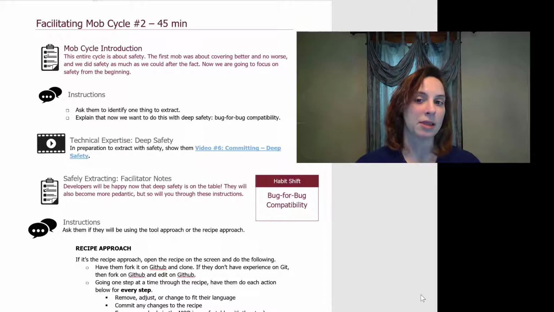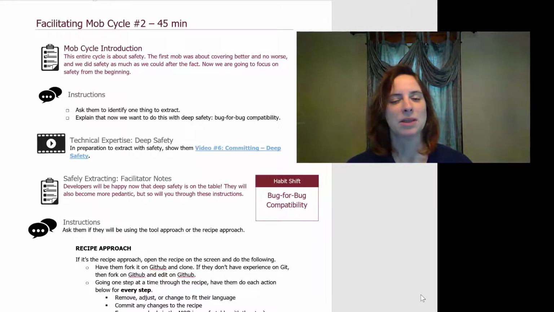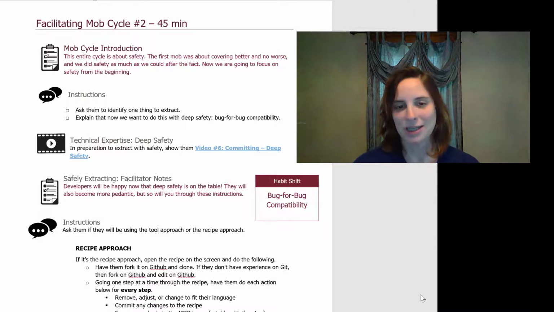So now that they've watched that particular video and they understand what the focus is of this mob cycle, which I would encourage you to share with them, they're going to be so happy. I mean, they want deep safety. It's now on the table. So this will be also a mob cycle that's a little more pedantic, but you get to be also.